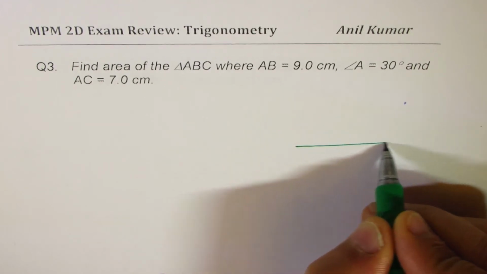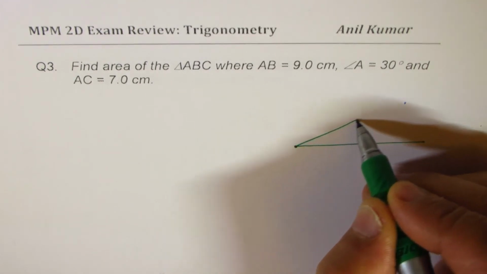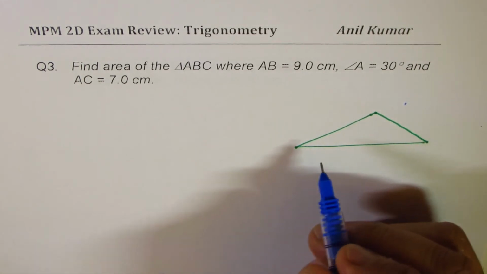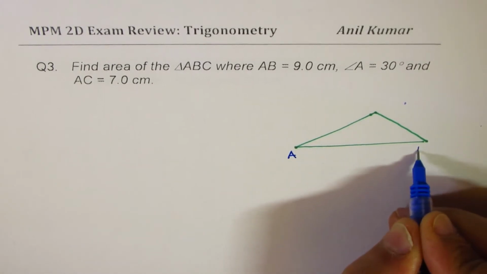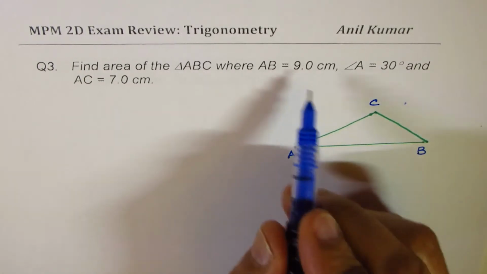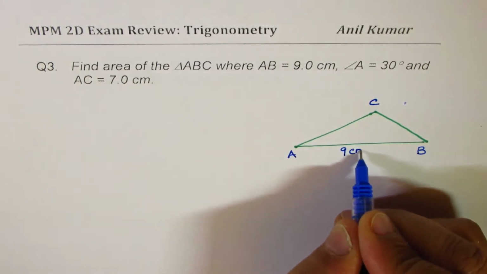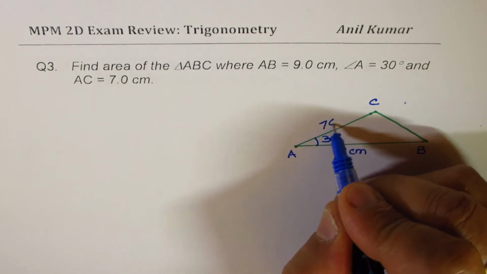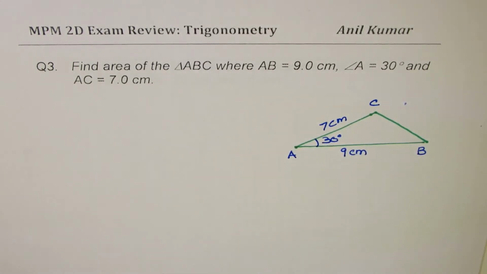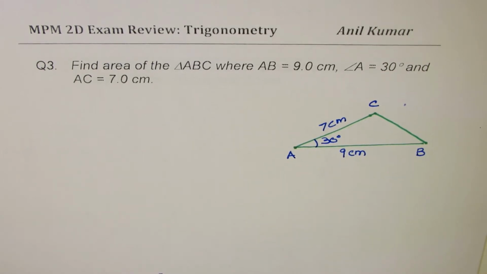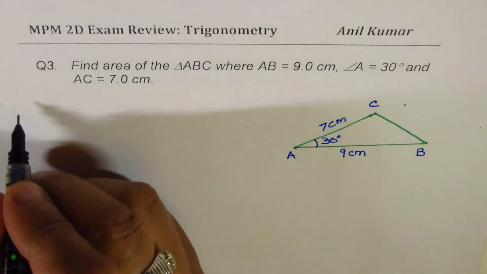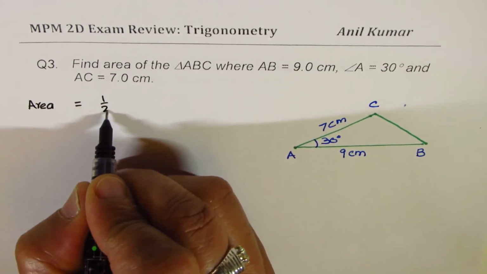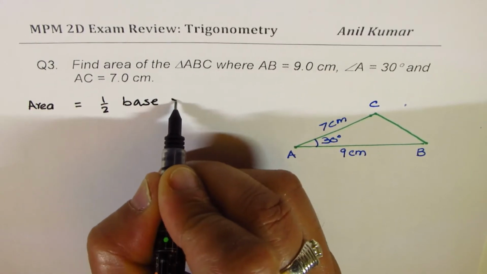So let's make a triangle. Okay. So let's say this is the triangle. What we are given here is, let's call this ABC. AB is 9 centimeters, angle A is 30 degrees, and AC is 7 centimeters. You need to find the area of triangle ABC. How will you do it? So the question is to find area. So we know area is half base times height.